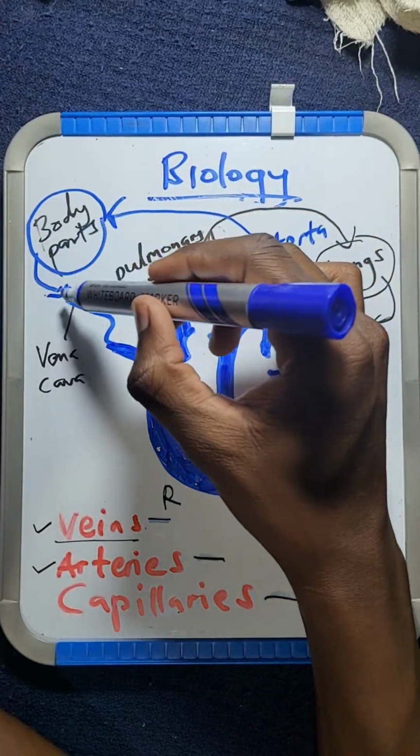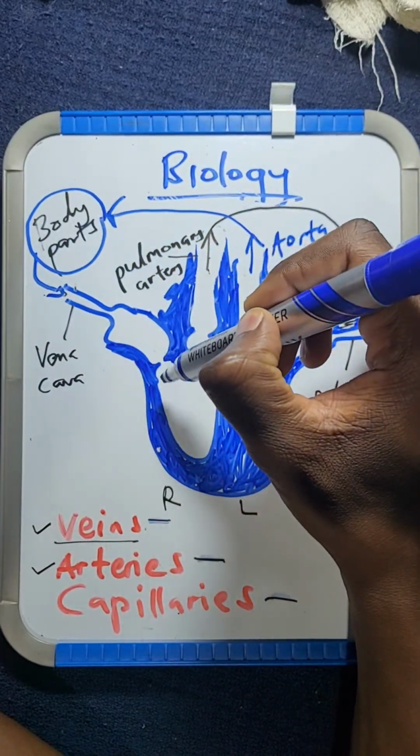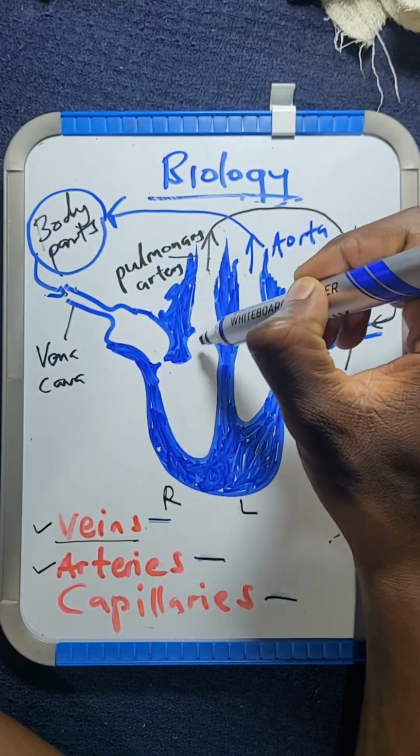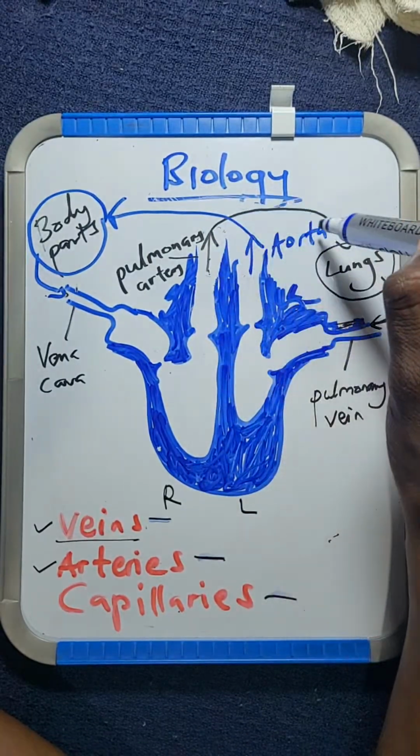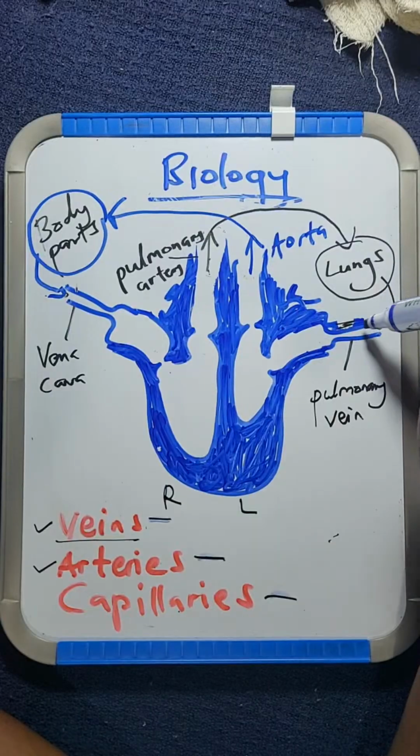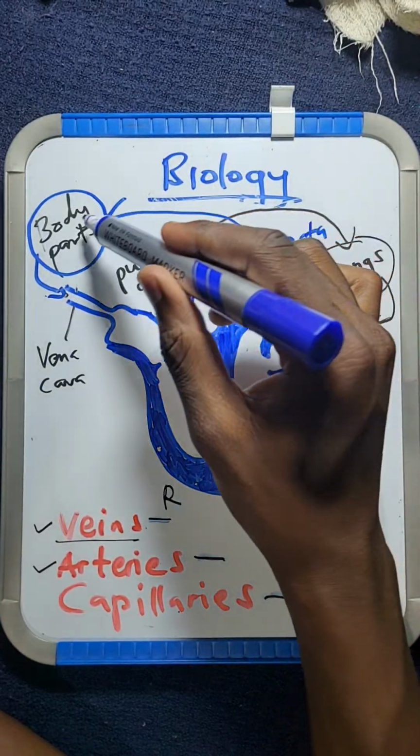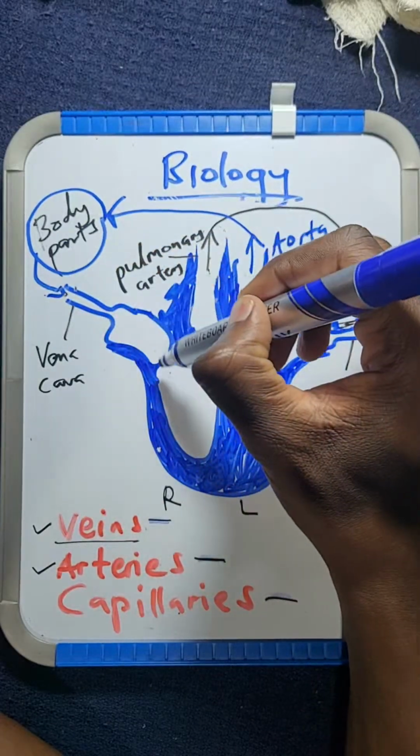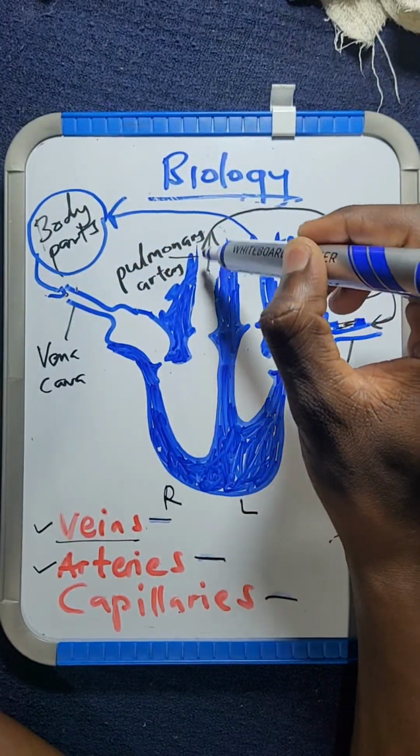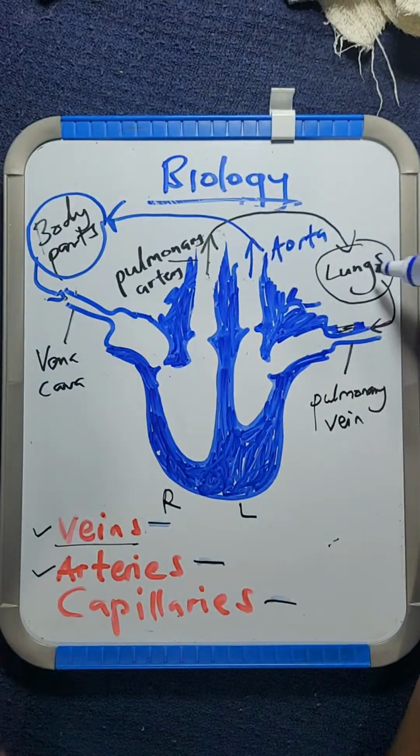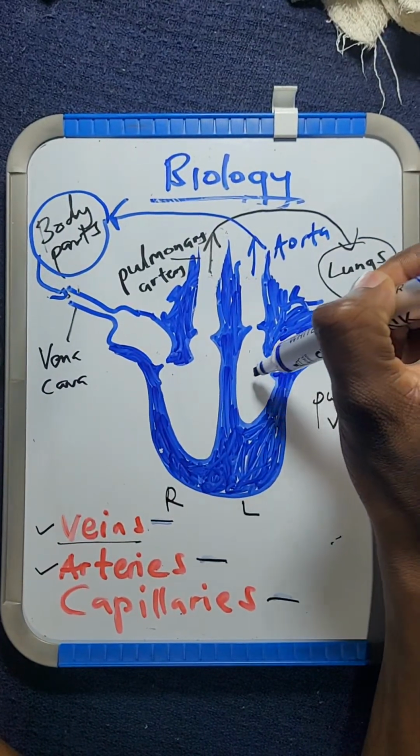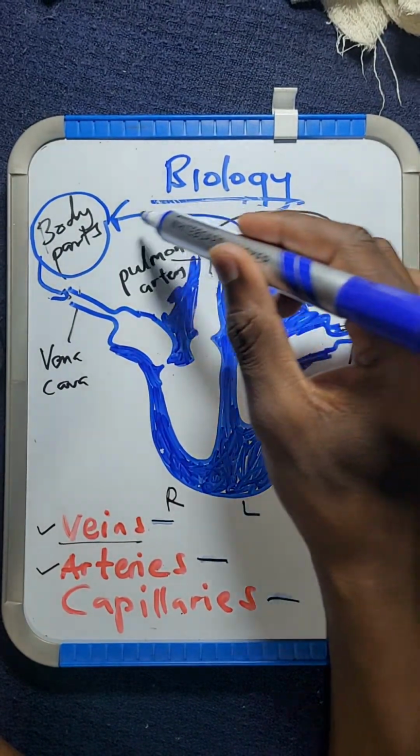From all parts of the body, it will come back to the heart. From the heart, it will go to the lungs. From the lungs, it will go back to the heart. From the heart, it will go to all parts of the body. From all parts of the body, it will come to the heart. From the heart, it will go to the lungs. From the lungs, it will come back to the heart. From the heart, it will go to all parts of the body.